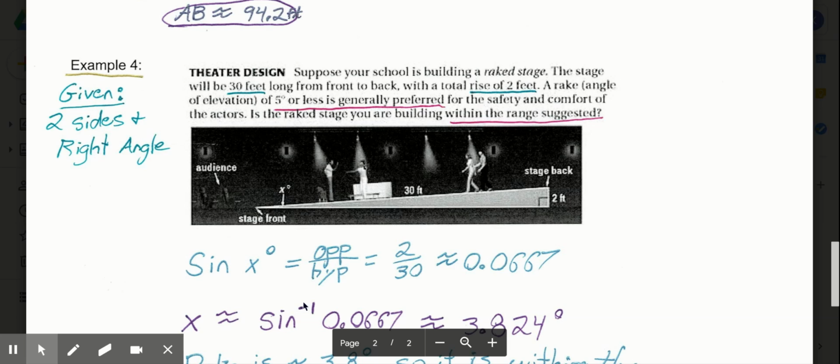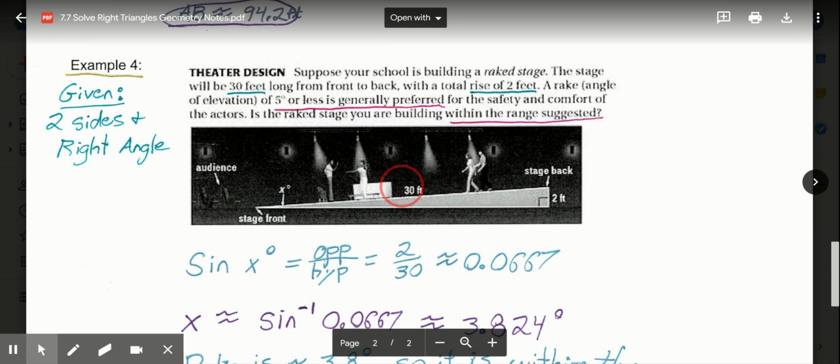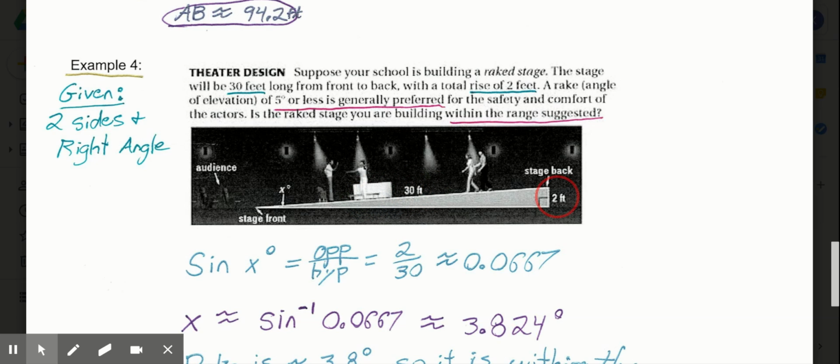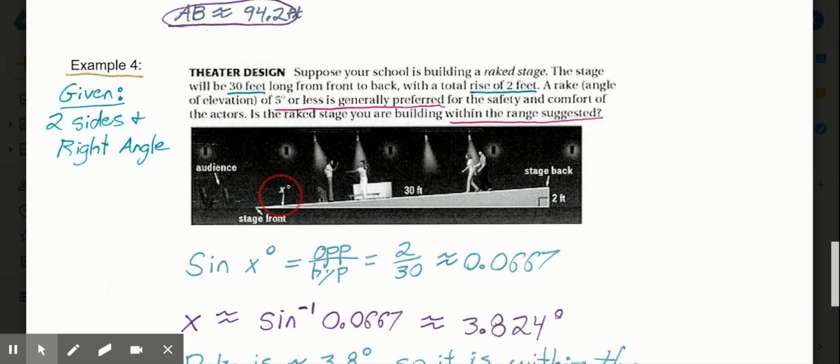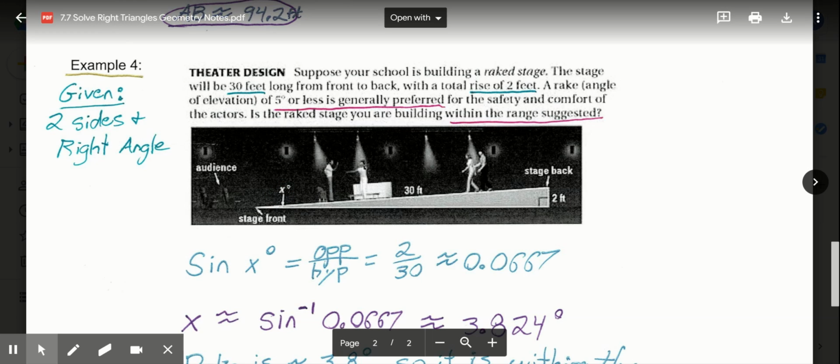So if we look at the diagram, which was given to us, we knew the stage was 30 feet long. The rise is 2 feet, and we're assuming they're building it at a 90-degree angle. And then we are looking for that rake angle measure. So in this case, we are given two sides and a right angle. So again, I can find different measurements to solve what I need to.